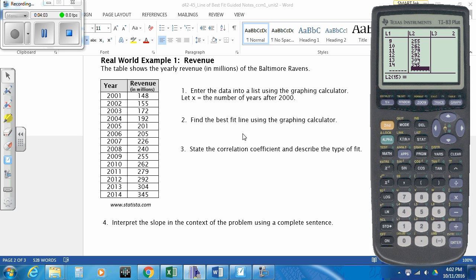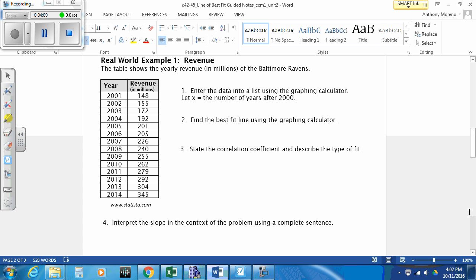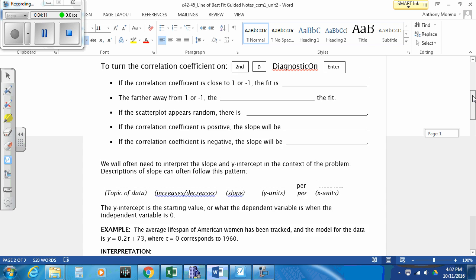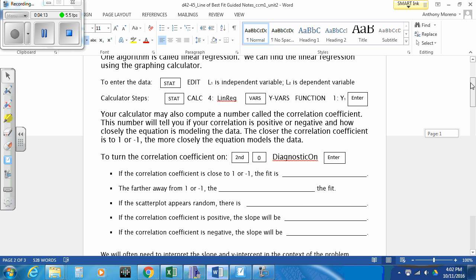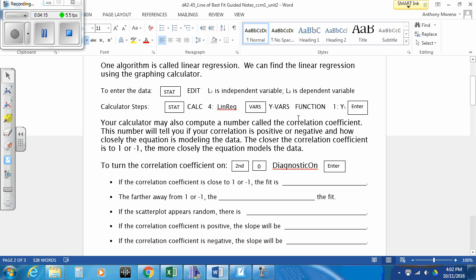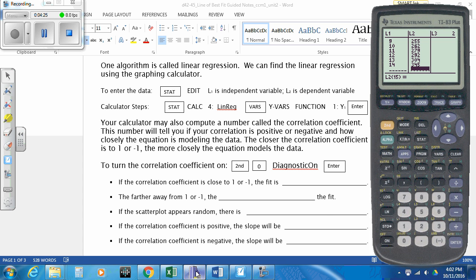So we're going to find the best fit line using the graphing calculator. Those instructions are listed on the previous page, so I'm going to go back to that previous page, just scroll up. Okay, and that's right here. Entering the data, we've done that. Now calculator stat. So we're going to do stat, calc 4, a linear regression. That's L-I-N-R-E-G. Okay, so let's go to our calculator and see what that looks like.